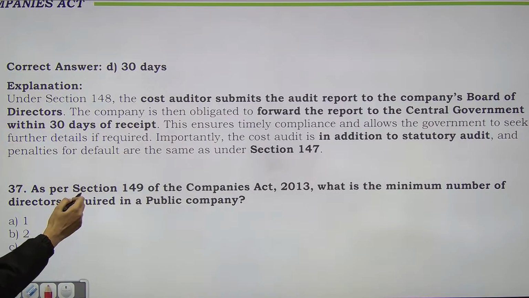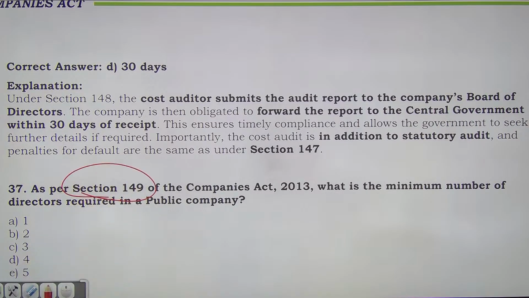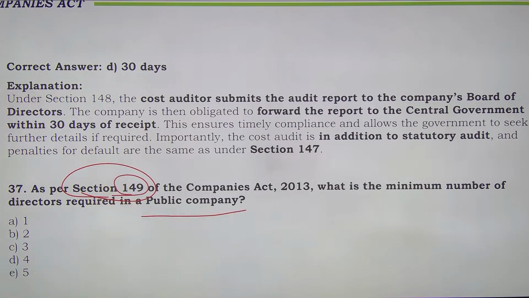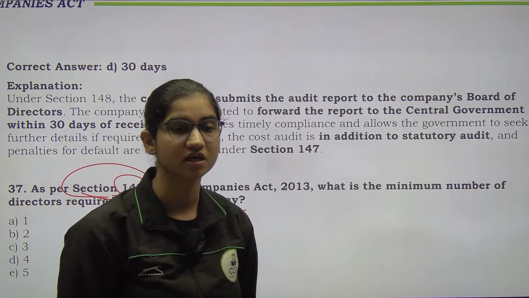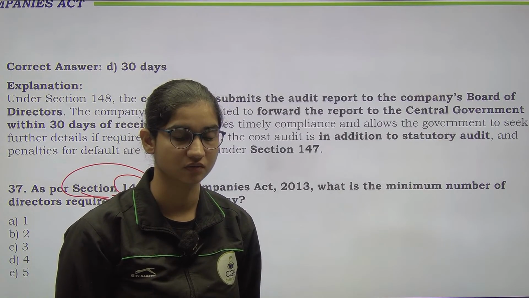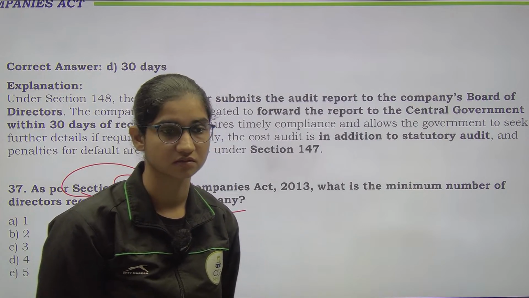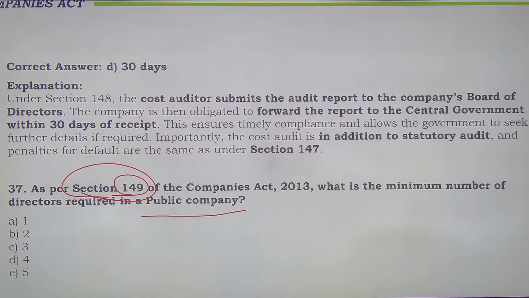As per section 149 of the Companies Act, what is the minimum number of directors required in a public company? So now this section 149 is talking about the directors point, and here you have to tell how much will be the minimum number of directors that are required. Please let me know this. In case of a public company, the question is trying to ask you.